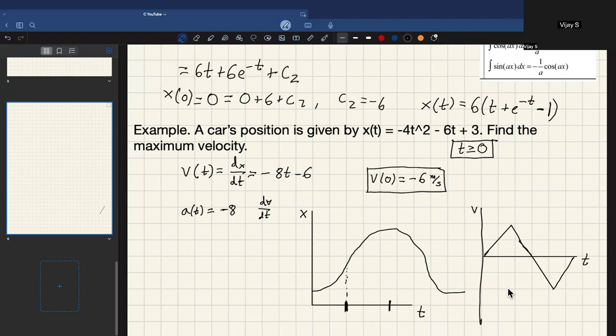So here are the important things. Number one, whenever position is increasing, velocity is positive. Whenever position is decreasing, velocity is negative. Number two, whenever position is a minimum or a maximum, velocity is 0. Those are our turning points. That's when your car is reversing direction.